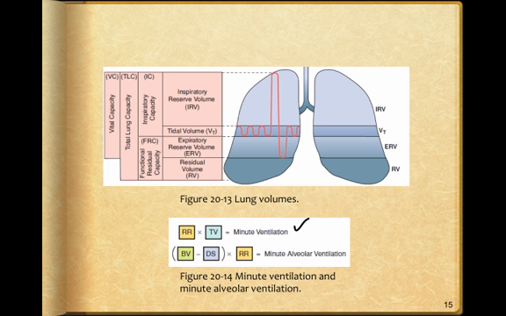The other version of this is the alveolar minute volume, my apologies. Minute alveolar ventilation takes into account anatomical dead space. The alveolar minute ventilation is the tidal volume minus the anatomical dead space volume, and then this number is multiplied by the respiratory rate. And this is more accurate because it measures the amount that is in the alveoli.